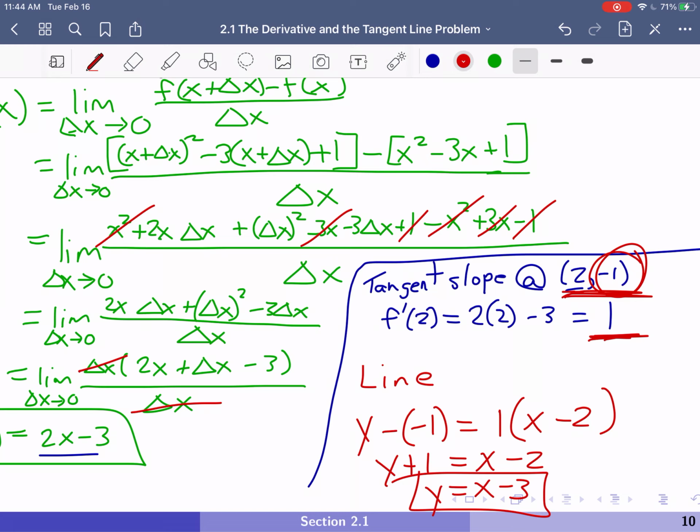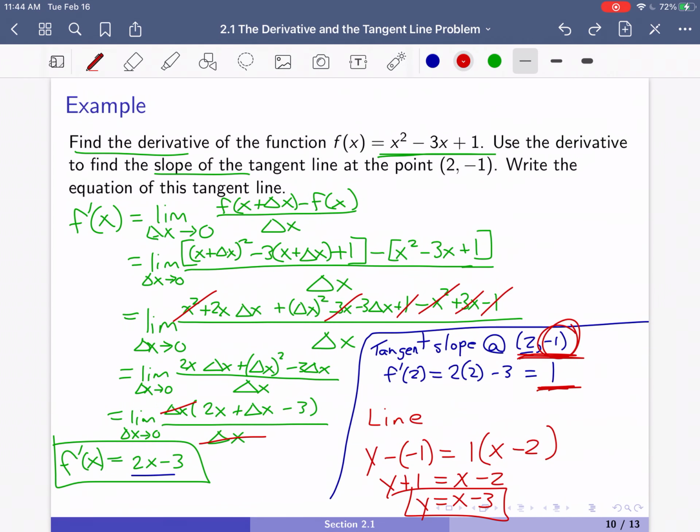Fantastic. And we could write it in point slope or slope intercept. That form doesn't really matter.